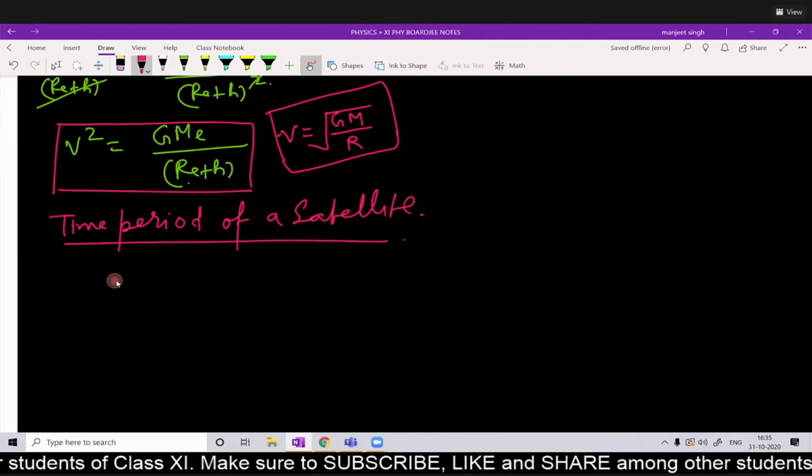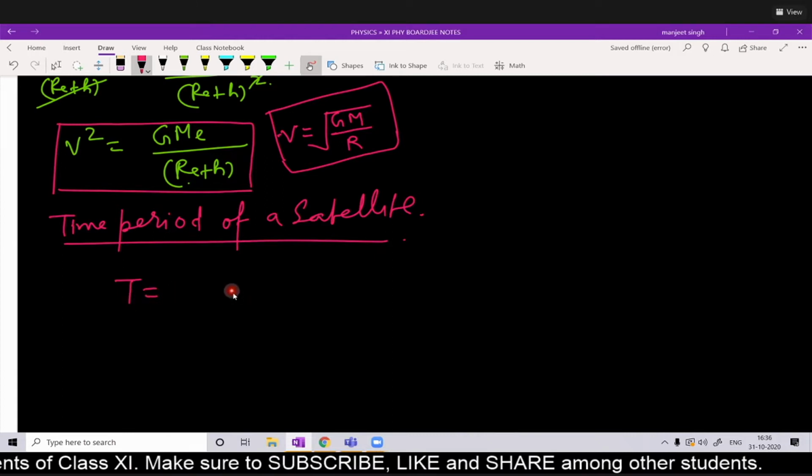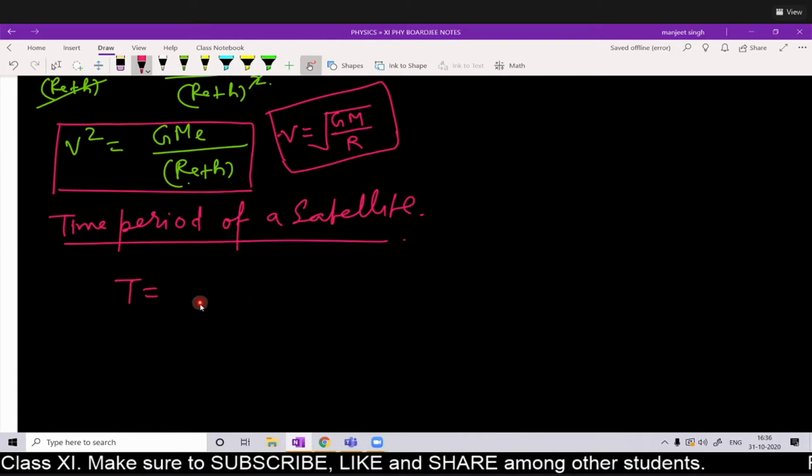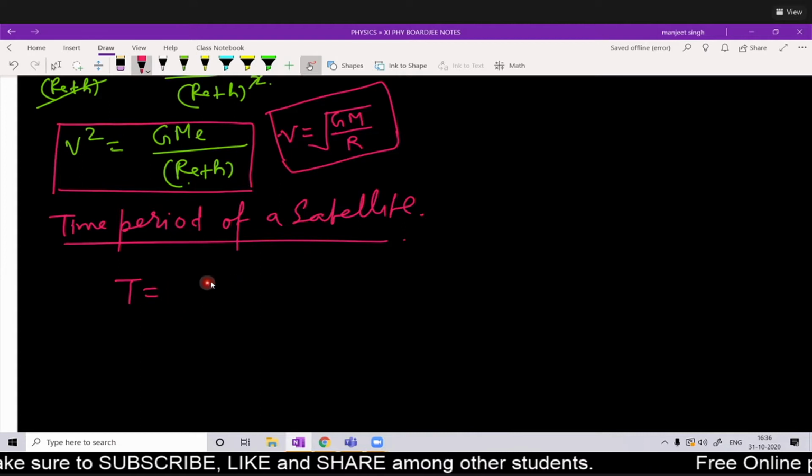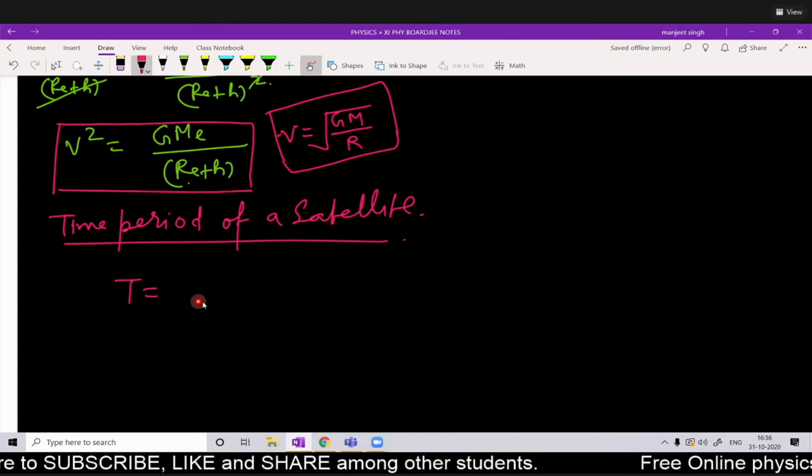Now T, time period, is what? Time to complete one revolution around anything. For a periodic motion to repeat itself, the time taken to repeat the periodic motion is the time period.